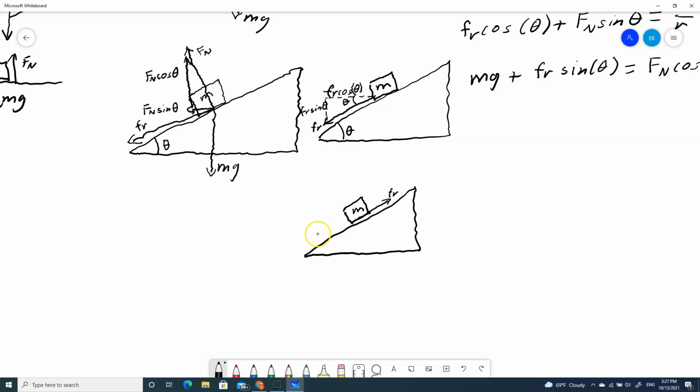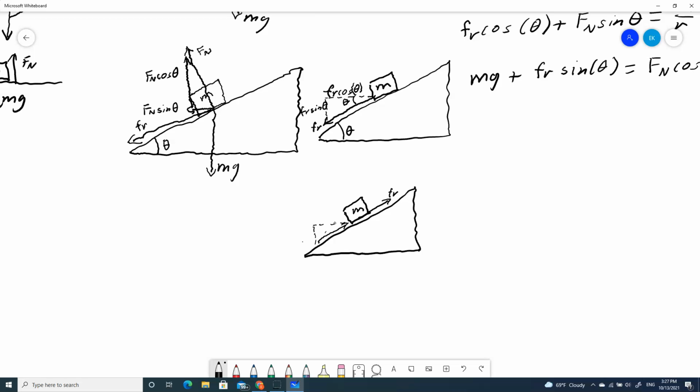Instead, we can just draw it like this. Watch. We can draw the force of friction like this. But now it's just pointing a different direction, unlike in here where it's pointing downwards. It's pointing, in this case, upwards. And we can draw the same thing. So we can draw this horizontal component. We can draw this vertical component.